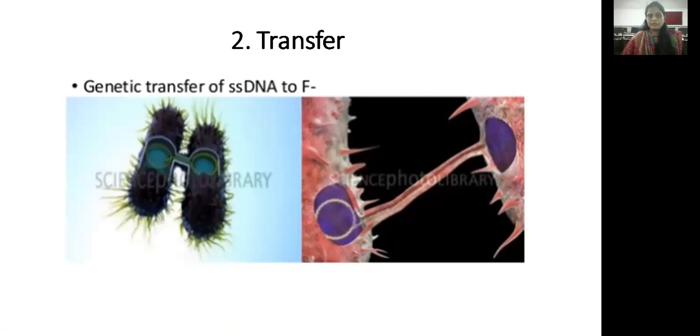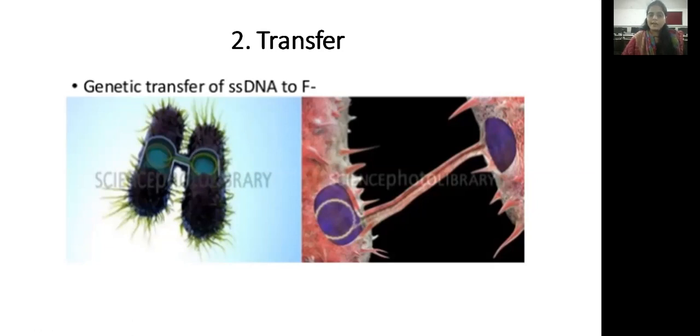Then transfer occurs, that is, once the pilus is attached to the female cell, genetic transfer of single-stranded DNA occurs. That is, the double-stranded F plasmid, which is present in the male cell.